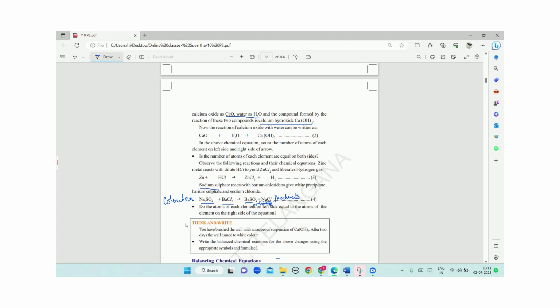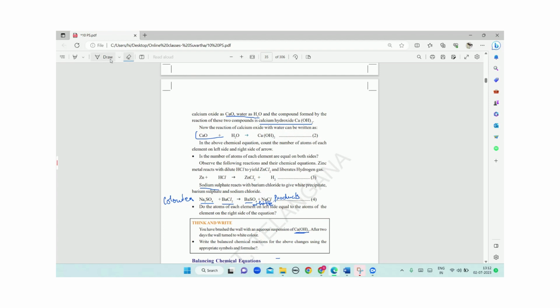Let's understand this question, think and write. You have brushed the wall with an aqueous suspension of Ca(OH)2, calcium hydroxide. After 2 days, the wall turned white. Okay, calcium hydroxide. How is this formed? Here in this equation, we have learned that CaO plus H2O gives Ca(OH)2, right? Now this particular solution, when you are applying it on the wall and allowing it to dry, what is happening?